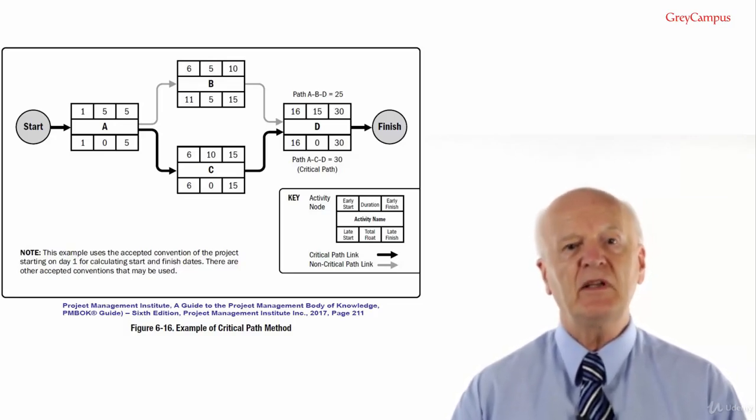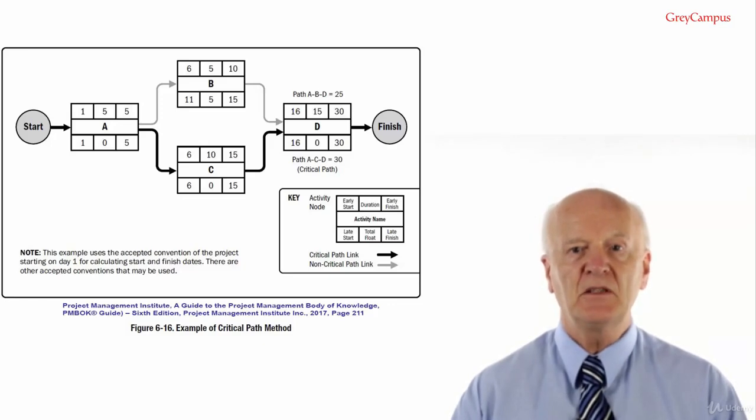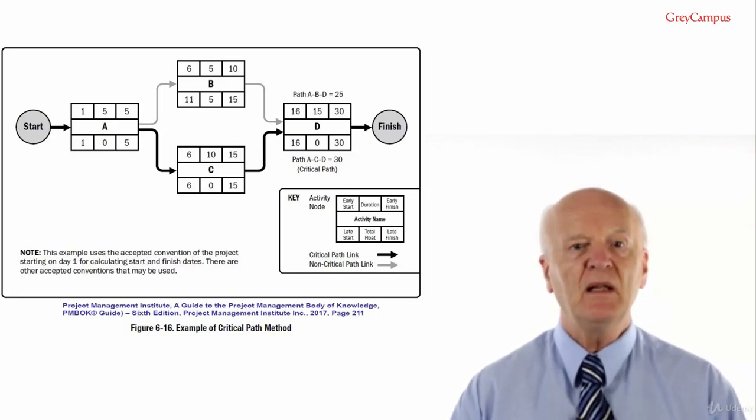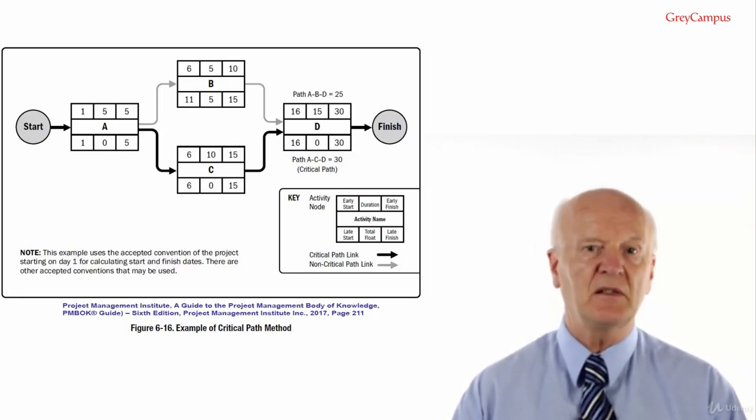Then we write the early finish date in the top right corner, which is early start plus duration minus 1. So 1 plus 5 minus 1 equals 5. We don't write anything in the bottom fields yet because we are performing what is known as a forward pass, and so we're moving from left to right, just filling in the top fields.